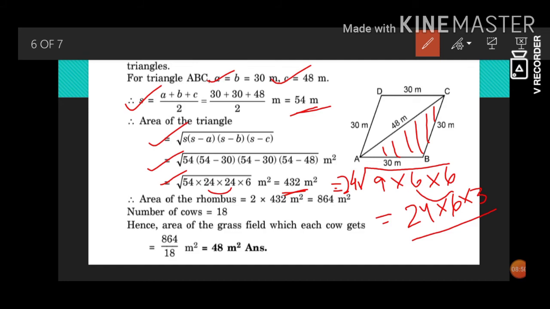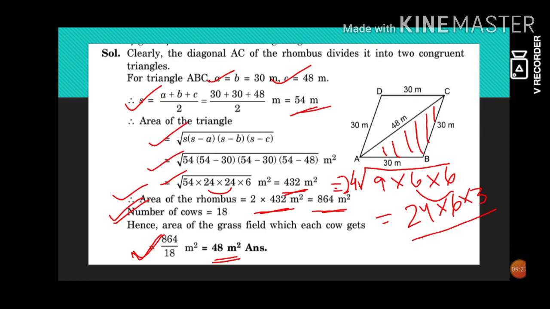So the area of the rhombus will be 2 into 432 meters square, which is 864 meters square. Now in this rhombus field, how many cows graze? 18 cows graze. So to find how much area one cow grazes, we are going to divide the area by 18. On dividing the area by 18, we will get 48 meters square. So one cow grazes 48 meters square of the field. So this is question number 5 that is being done.